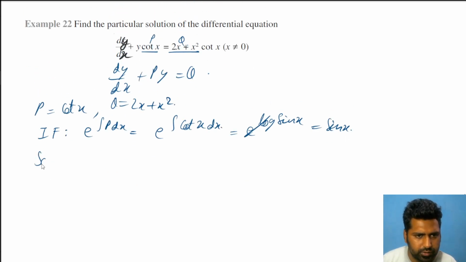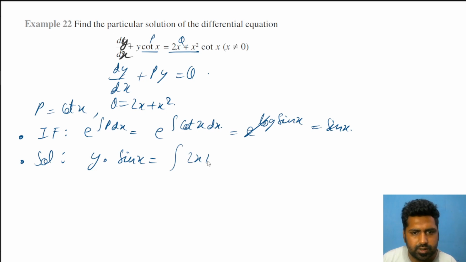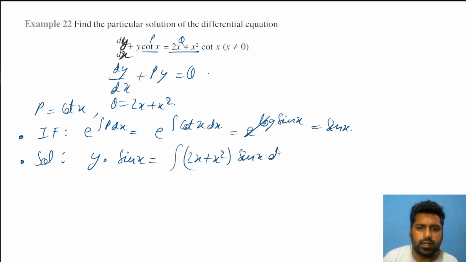Now let's talk about the solution. The solution will be y into IF, that's sin x, is equal to integration of q, which is 2x plus x square, into IF, which is sin x dx. Lengthy. Why do I know this is lengthy? Because algebra and trigo are combined in multiplication. So this is by parts. Okay, so let's do by parts.